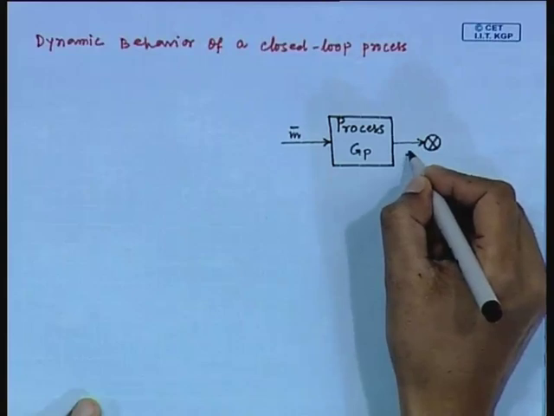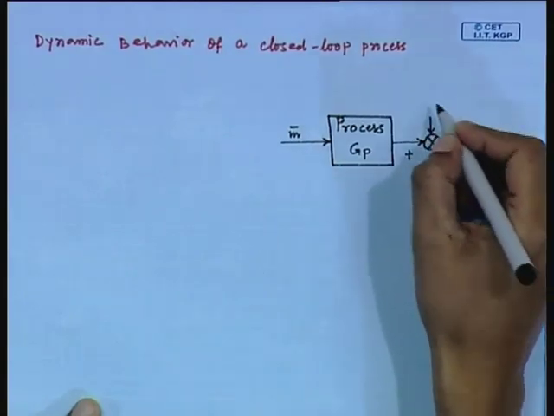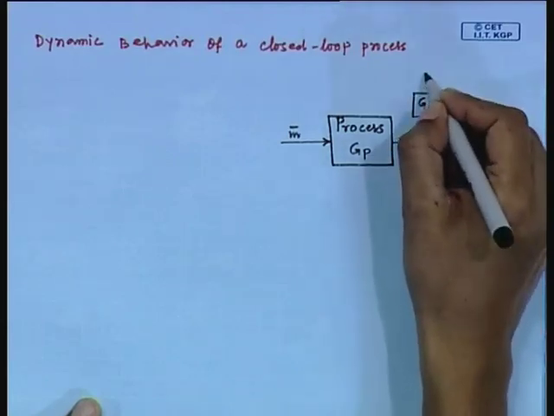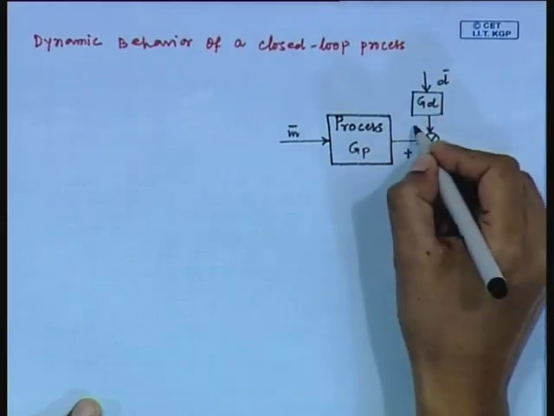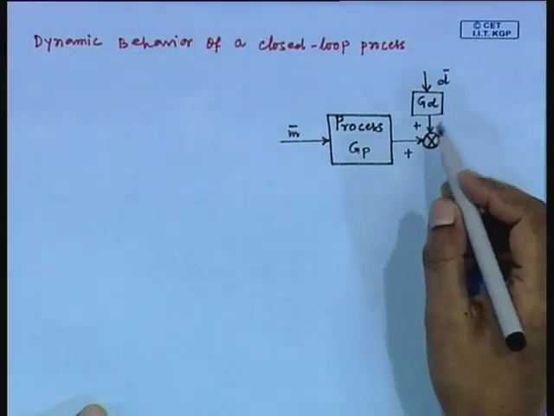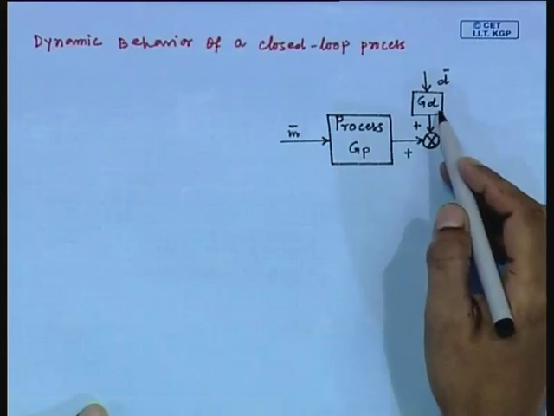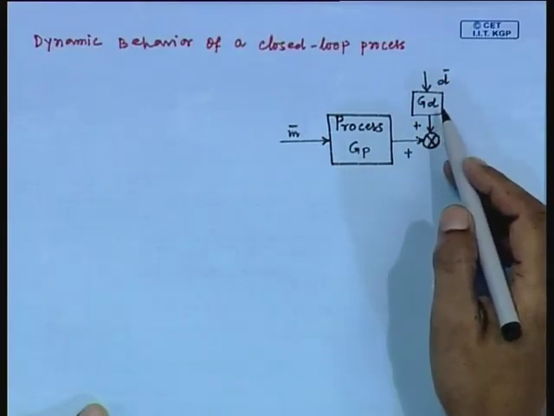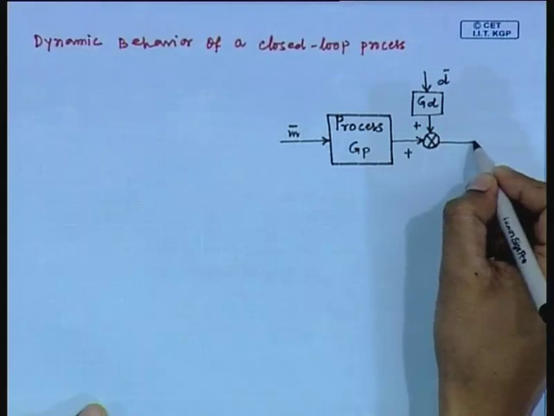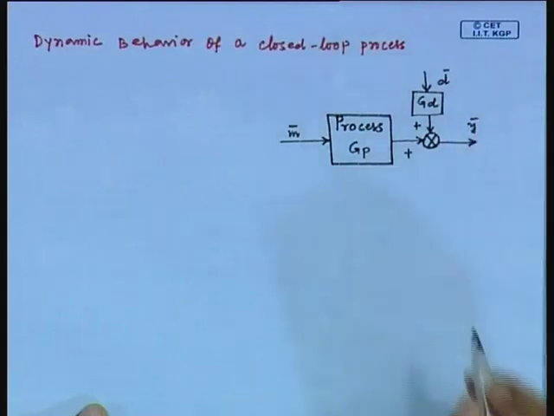Now, the output of this is added with this output. D is the disturbance and G_D is the transfer function of the process with respect to disturbance. Process output is represented by Y, and in Laplace domain that is Y bar.